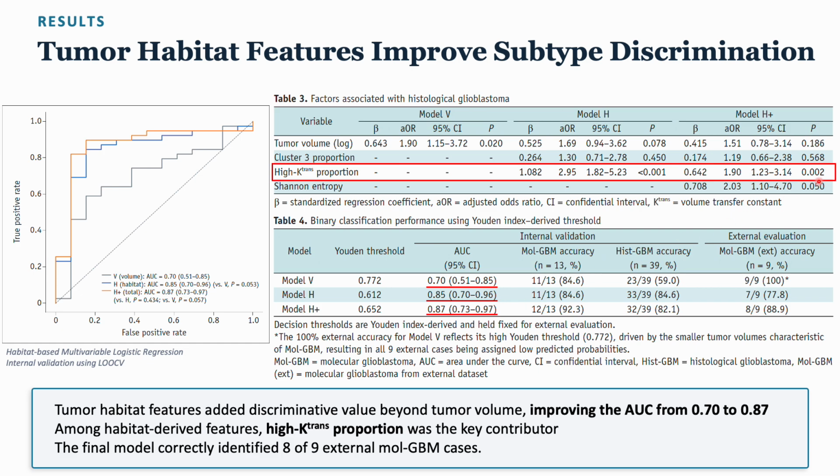Importantly, high K-trans proportion was the key habitat-derived contributor. The final model also correctly identified 8 of 9 external molecular glioblastoma cases, supporting the consistency that habitat features may help discriminate the two subtypes.